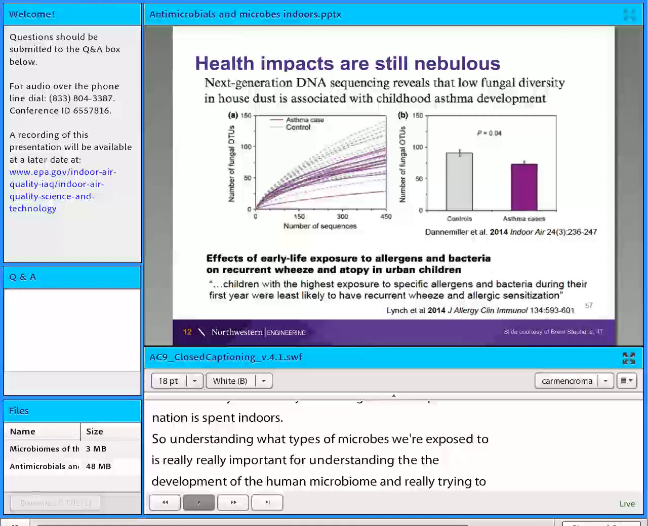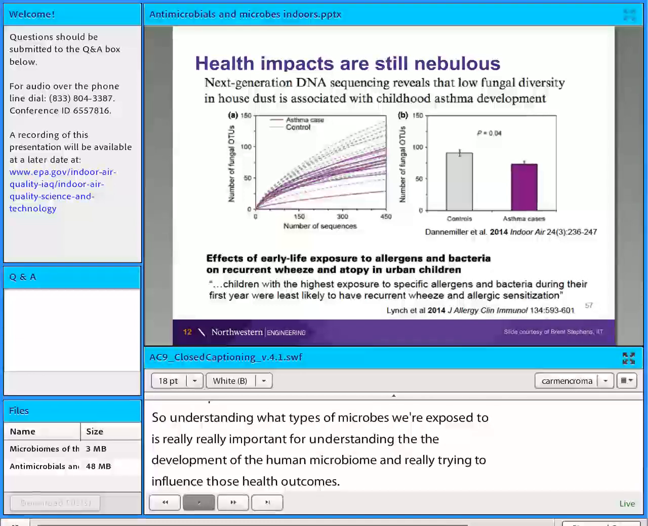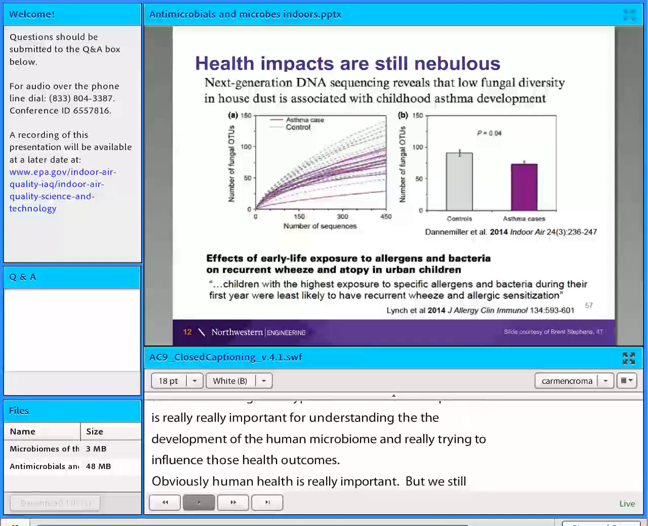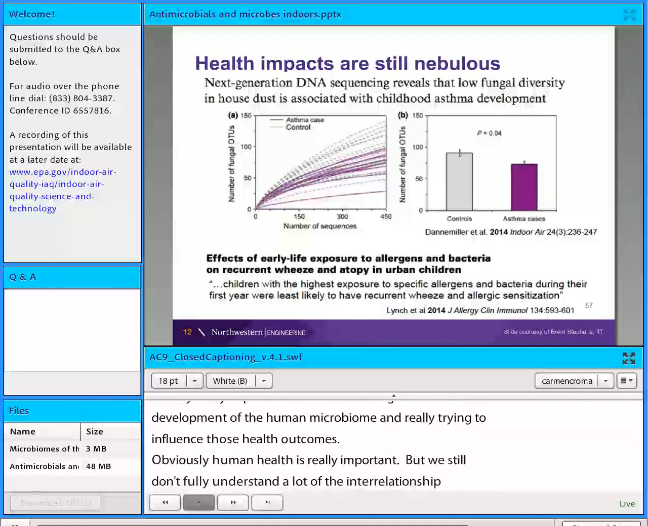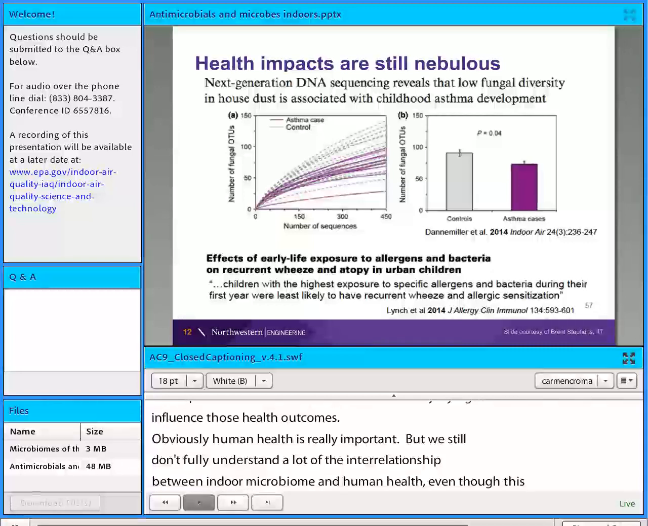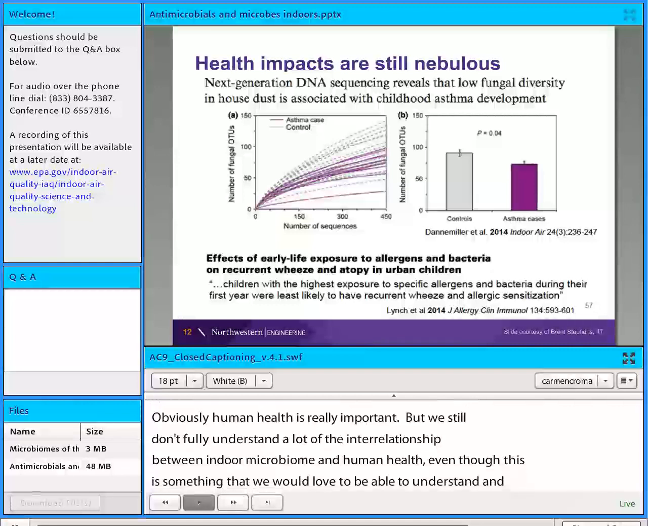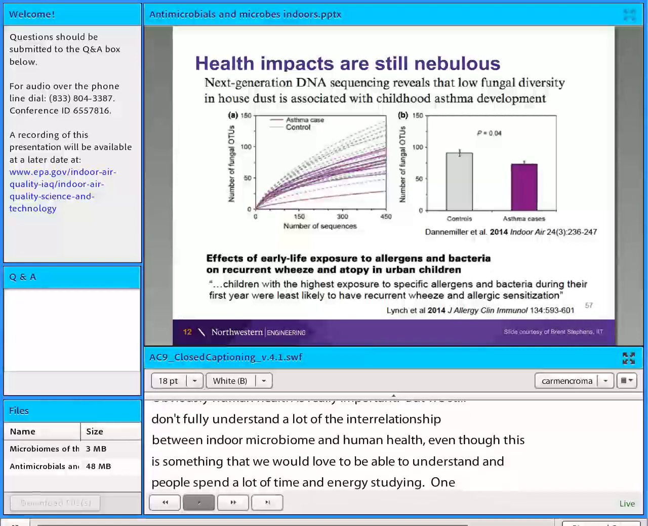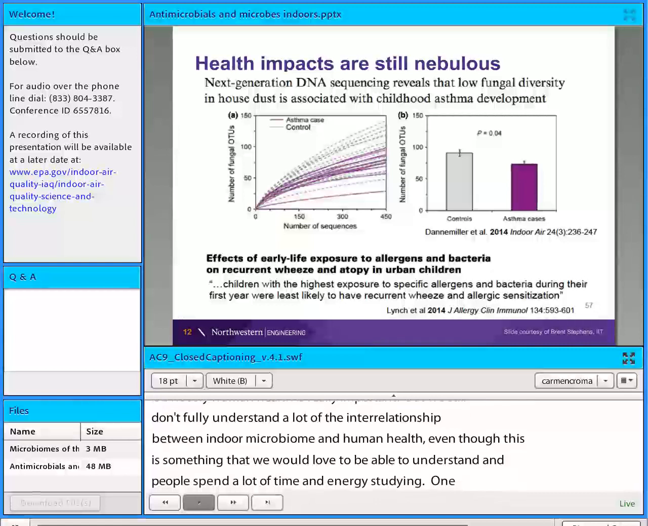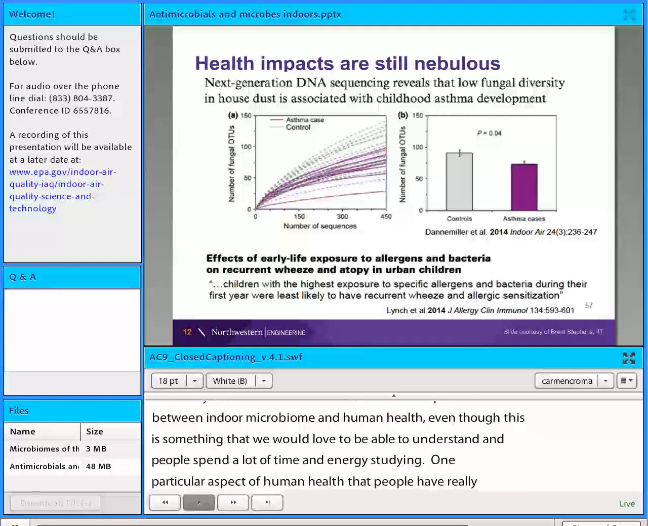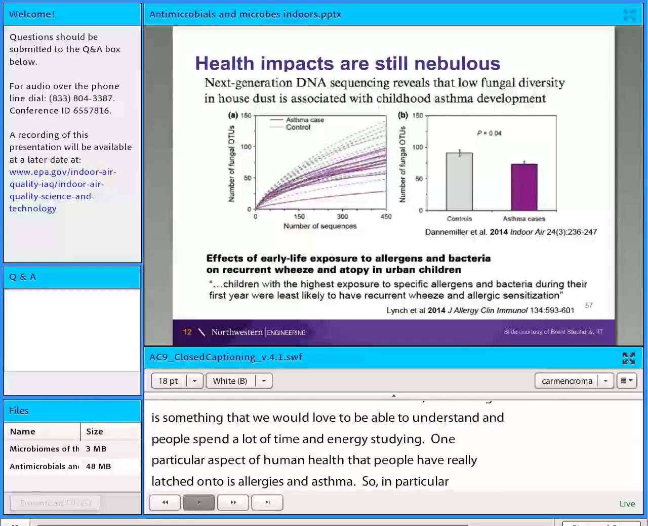Obviously human health is really important, but we still don't fully understand a lot of the interrelationships between the indoor microbiome and human health, even though this is something that we would love to be able to understand and that people have spent a lot of time and energy studying. One particular aspect of human health that people have really latched onto is allergies and asthma. In particular with asthma, looking at exposure to fungi and indoor fungi.